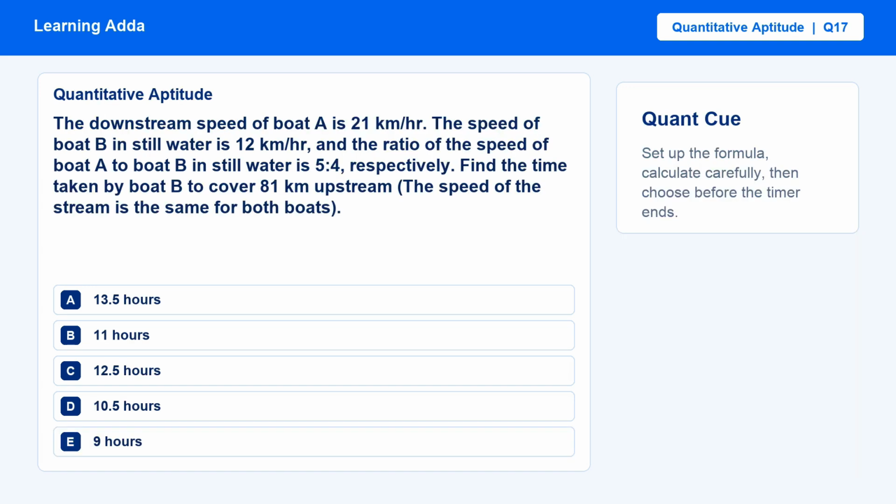Question 17. The downstream speed of boat A is 21 km per hour. The speed of boat B in still water is 12 km per hour, and the ratio of the speed of boat A to boat B in still water is 5:4, respectively. Find the time taken by boat B to cover 81 km upstream. The speed of the stream is the same for both boats. Option A 13.5 hours. Option B 11 hours. Option C 12.5 hours. Option D 10.5 hours. Option E 9 hours. The timer starts now.